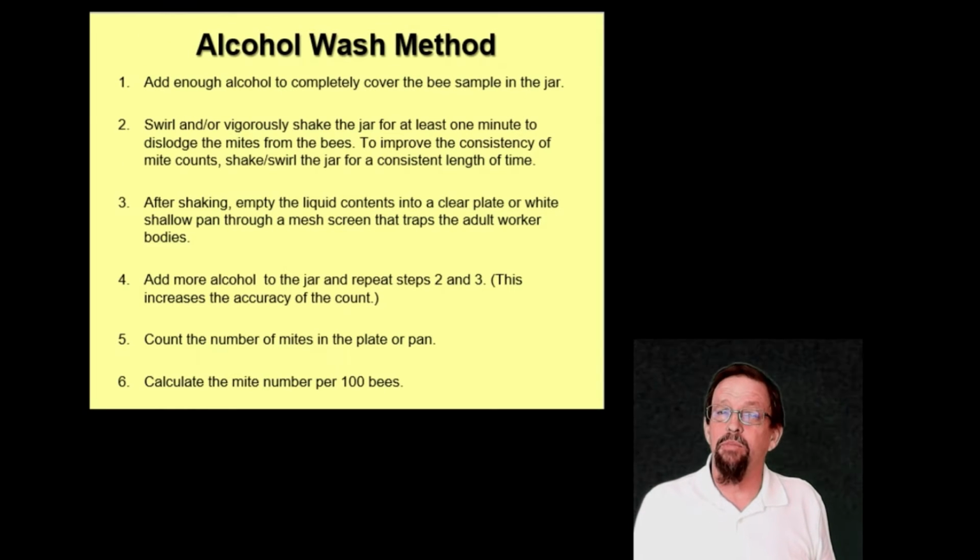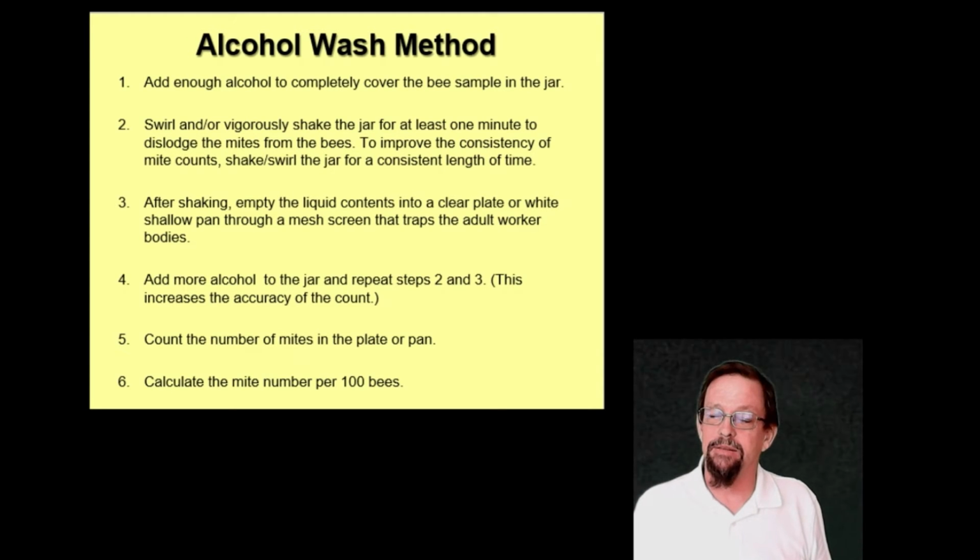Alright, the second method, which actually is probably more accurate than the sugar roll method, is the alcohol wash method. In this method, your bees will die in this process. And again, it is paramount that the queen is not in this sample. I can't go over this enough.